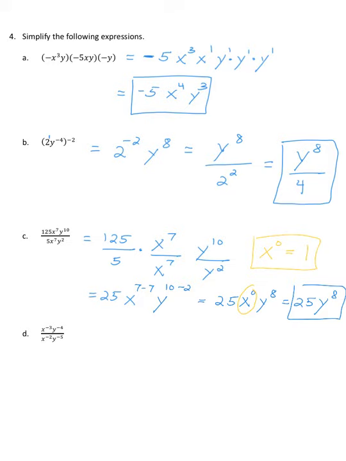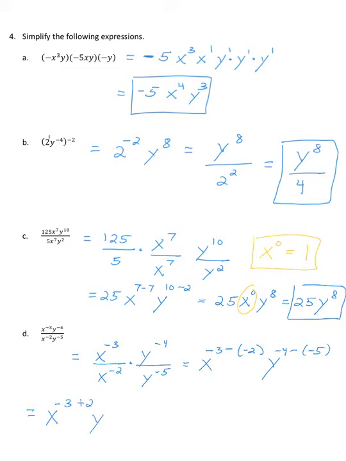And in part D, I'll use the same property that we used in part C, where I have x to the -3 over x to the -2 times y to the -4 over y to the -5, and I'm simply going to subtract the exponents. That's -3 minus a -2, and then y to the -4 minus a -5. I'll rewrite all of this as x to the -3 plus 2, and y to the -4 plus 5. That is x to the -1 and y to the first.